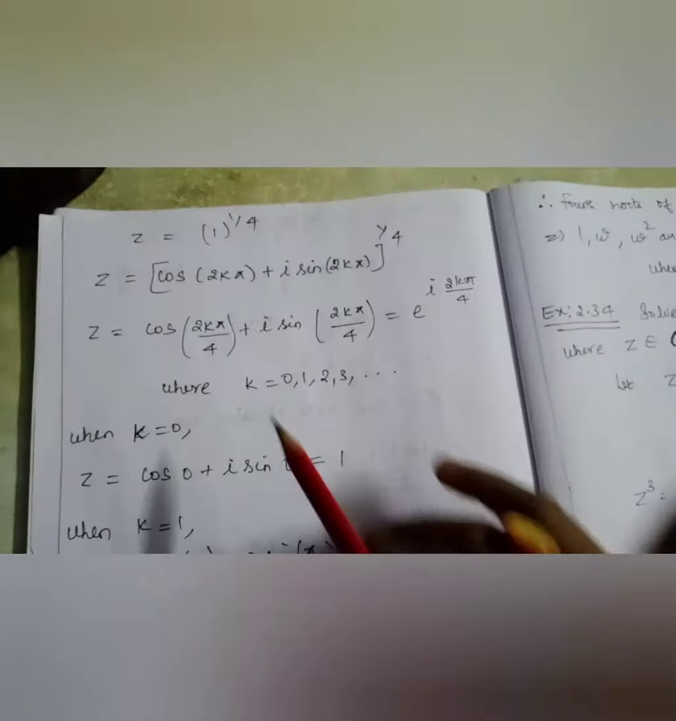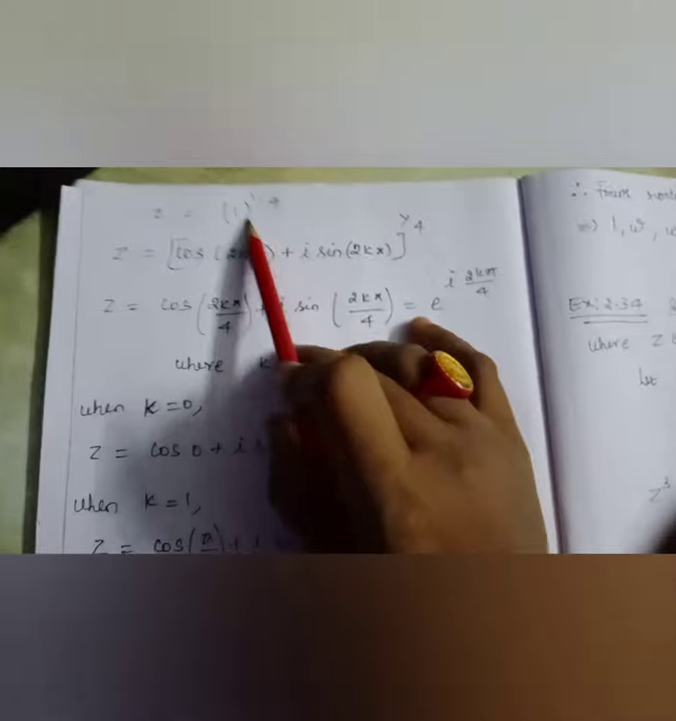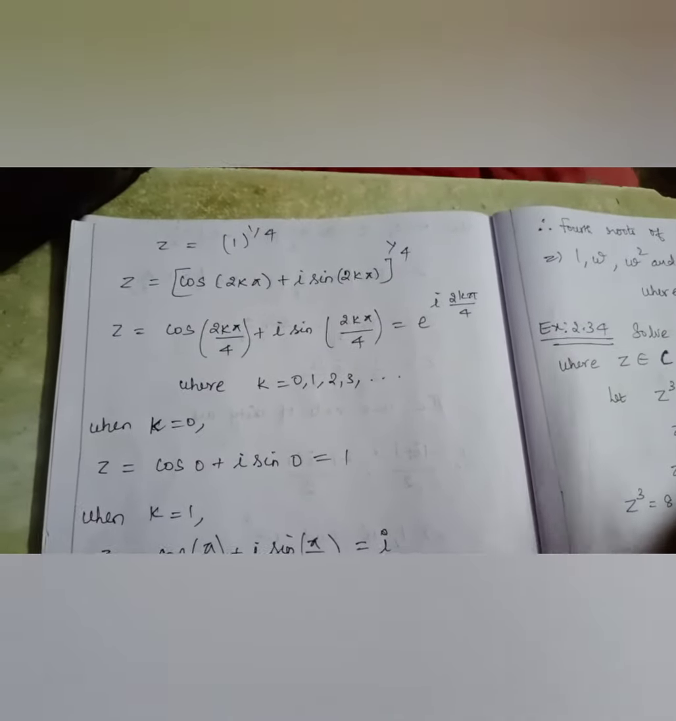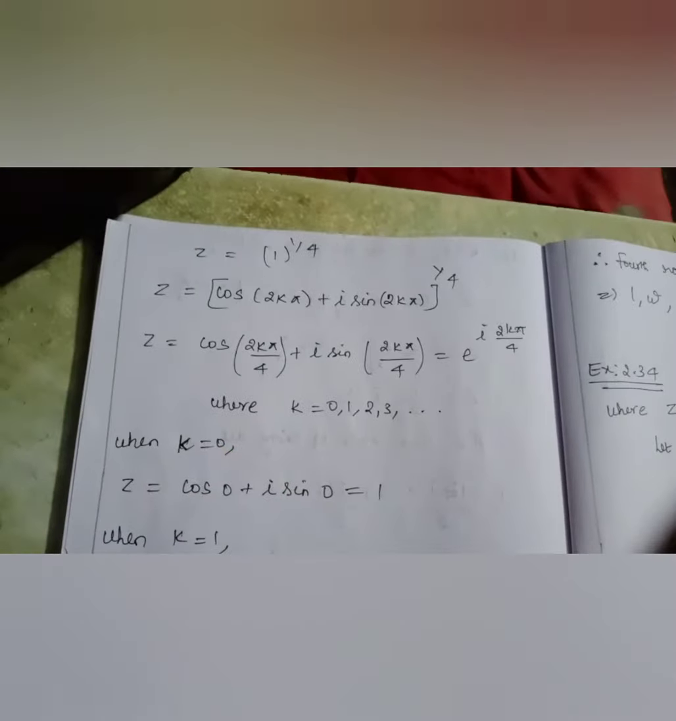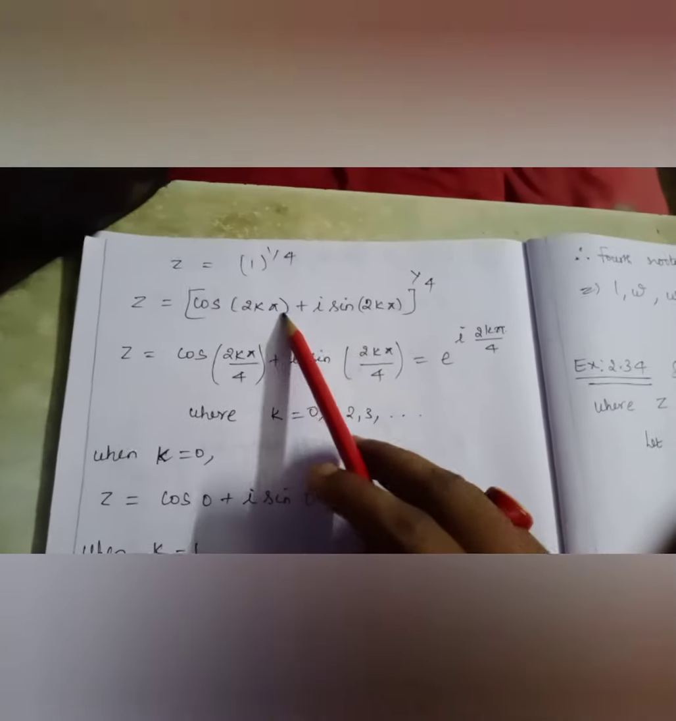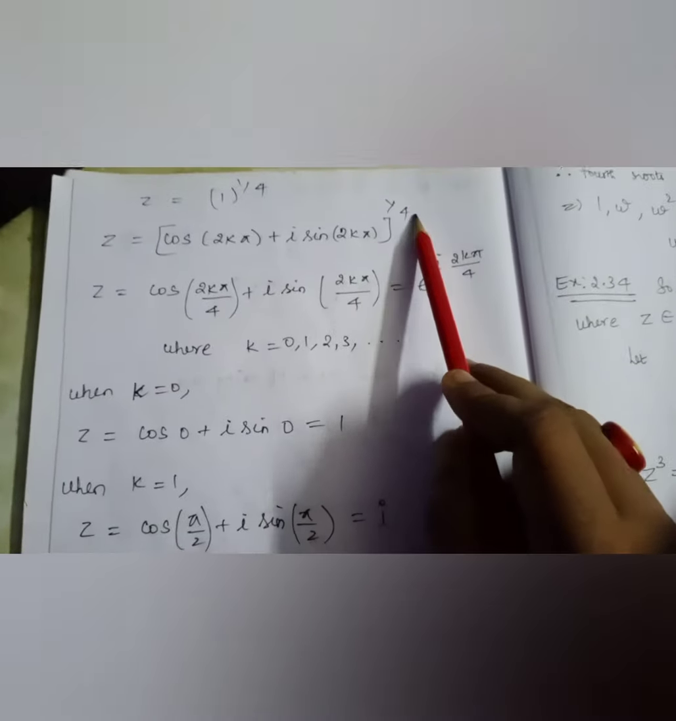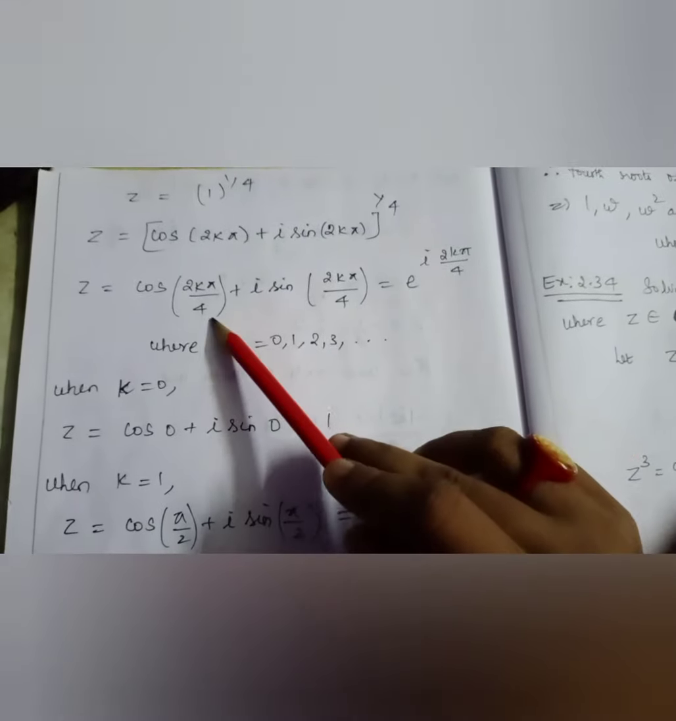Now what will happen, children? Z power 4 is equal to 1 means if I take the power to the other side, it will become z is equal to 1 power 1 by 4. So which is nothing but z is equal to cos 2k pi plus i sin 2k pi, the whole power 1 by 4. Now by using De Moivre's theorem, I can bring this 1 by 4 to the argument.